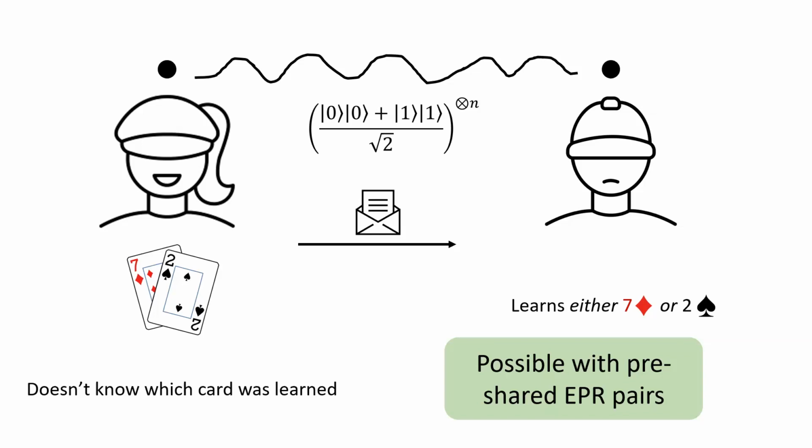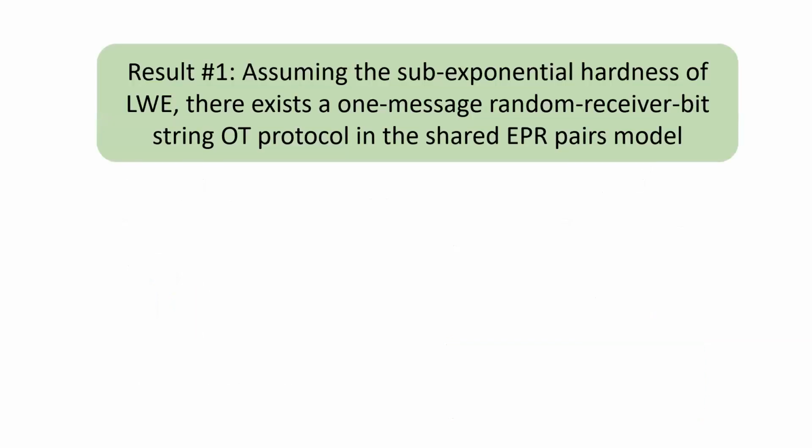So the simplest form of entanglement. If they had this setup, then indeed Alice can look at her cards, look at her halves of EPR pairs, write down a message, send it to Bob, and satisfy these requirements. So of course I'm talking about oblivious transfer. And in words, our first result here is that assuming the sub-exponential hardness of the LWE problem, there exists a one message random receiver bit string OT protocol in the shared EPR pairs model.